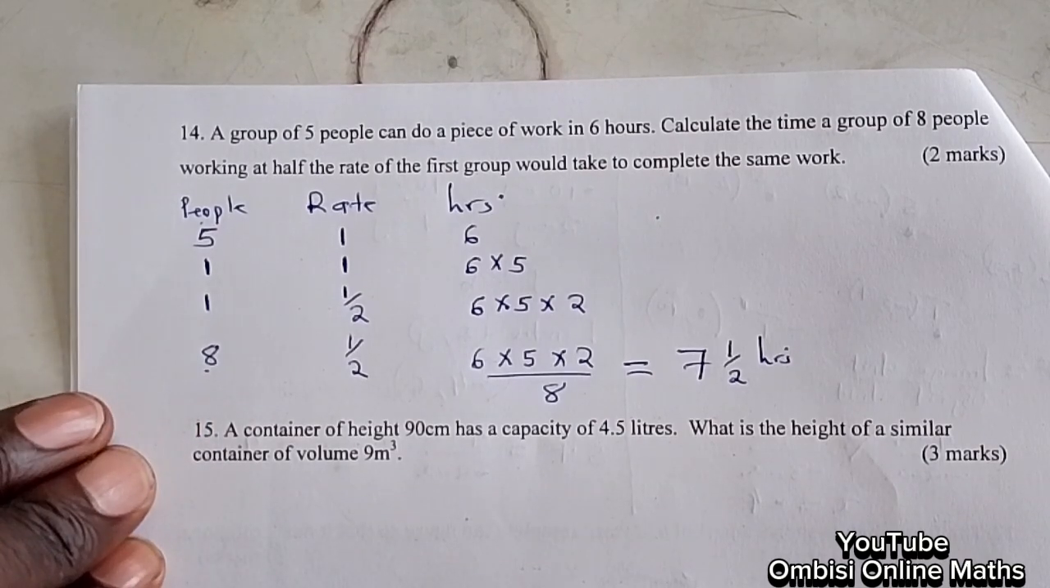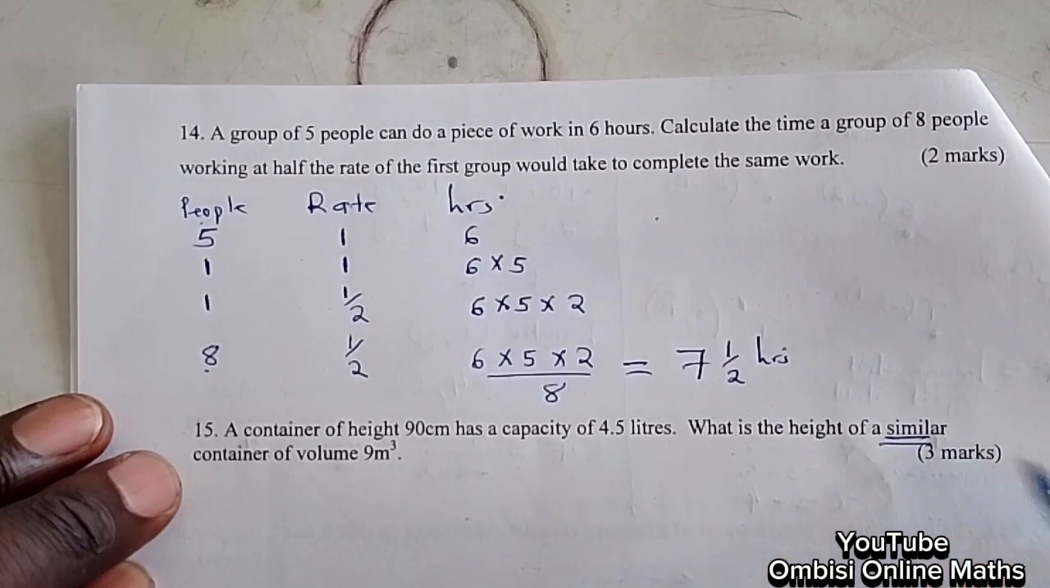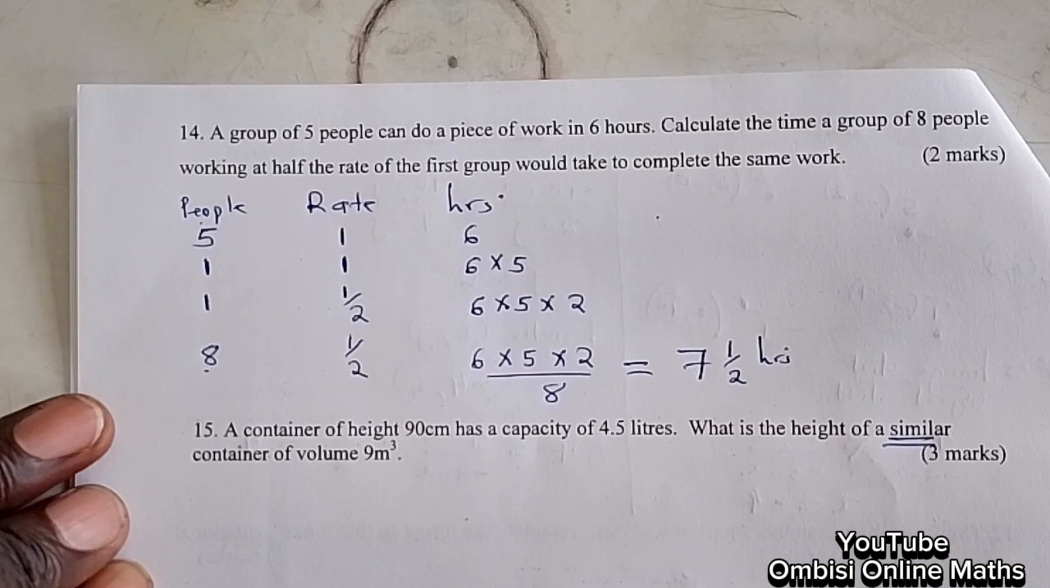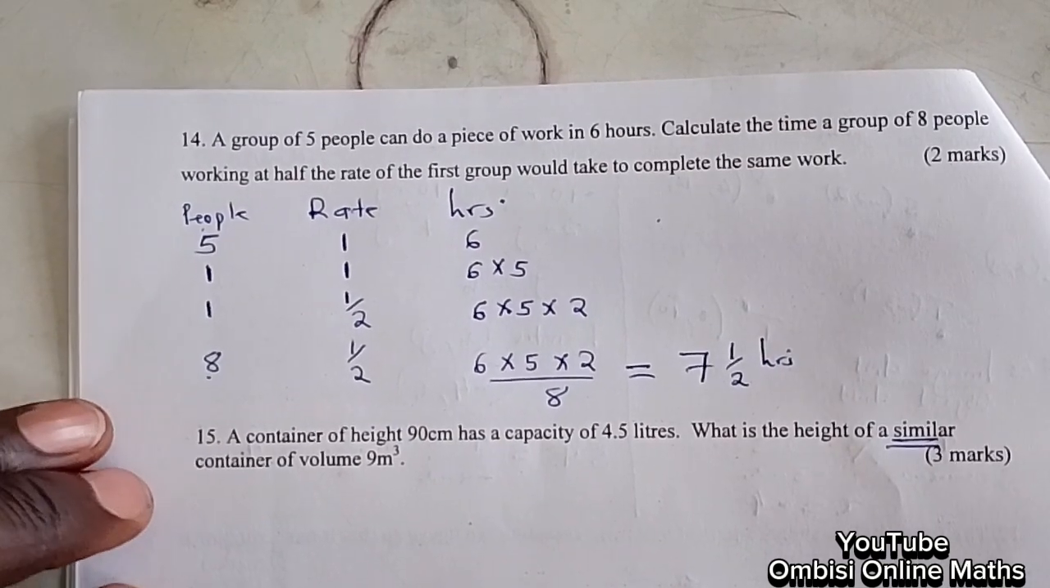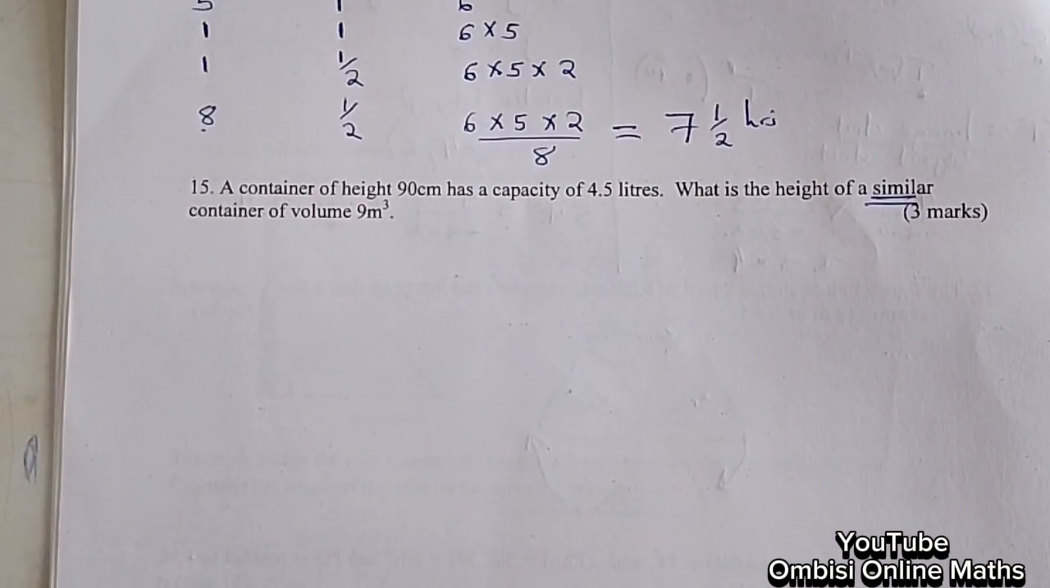A container of height 90 centimeters has a capacity of 4.5 liters. So what is the height of a similar container of volume 9 cubic meters? Now, there is similarity and enlargement, volume scale factor, linear scale factor, and area scale factor. That concept needs to be remembered. So what do we do here?